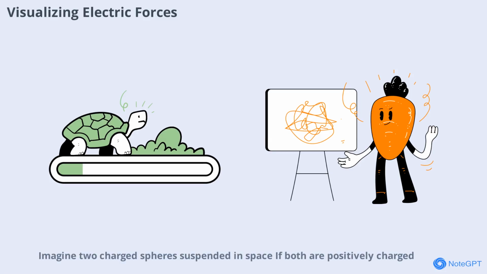If both are positively charged, you'll see them move apart as they repel each other. If one is positive and the other negative, they'll move together, attracted by the force. These visualizations make the abstract concept of electric force more concrete and relatable, helping us grasp how charges interact in the real world.